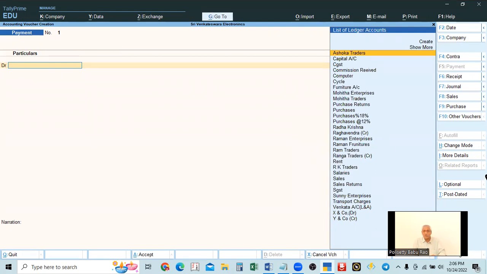So next we have to go to the journal voucher, F7. We learned this already. F7 is the journal voucher key. You can press F7 on the keyboard, or on the right button bar there is F7 Journal, which you can also click.